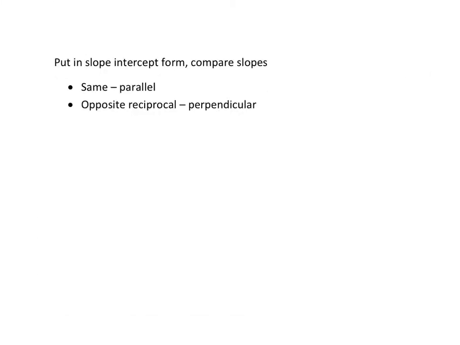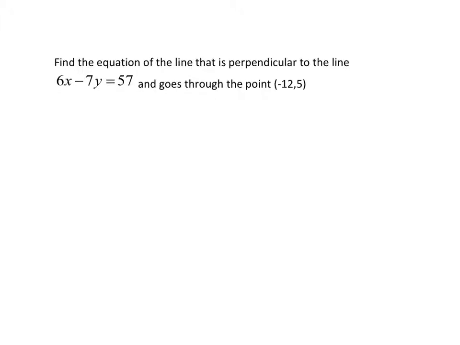So if you want to know if they're parallel or perpendicular, what you need to do is put them in slope-intercept form and then compare the slopes. If they're the same, they're parallel. If the slopes are opposite reciprocals, then they're perpendicular. So let's do some more work with finding equations of lines.